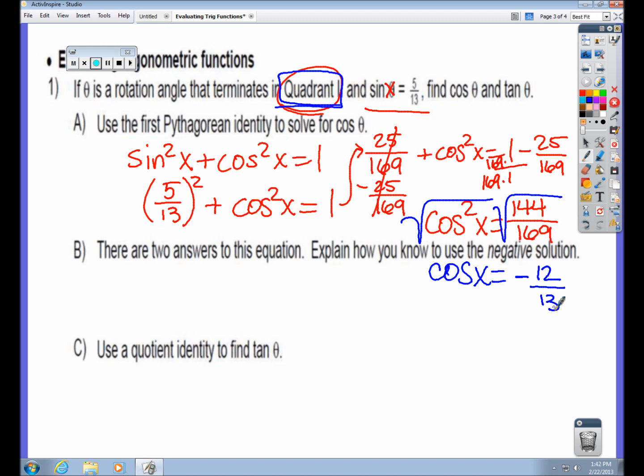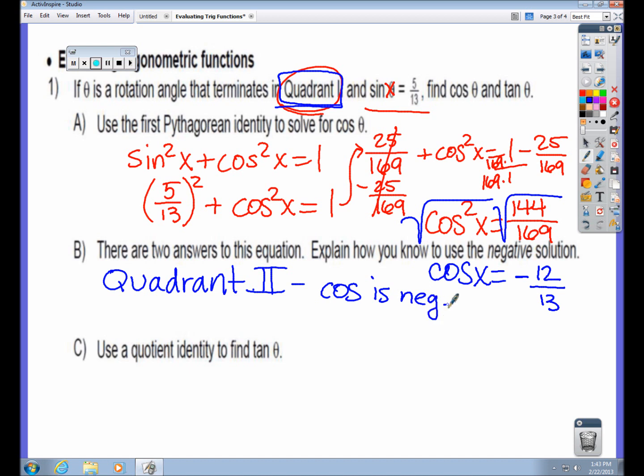Okay, so for part B, it says there are 2 answers to this equation. Explain how you knew to use the negative solution, and it has to do with the quadrants. We're in quadrant 2, and we are looking at cosine. So cosine is negative in quadrant 2.